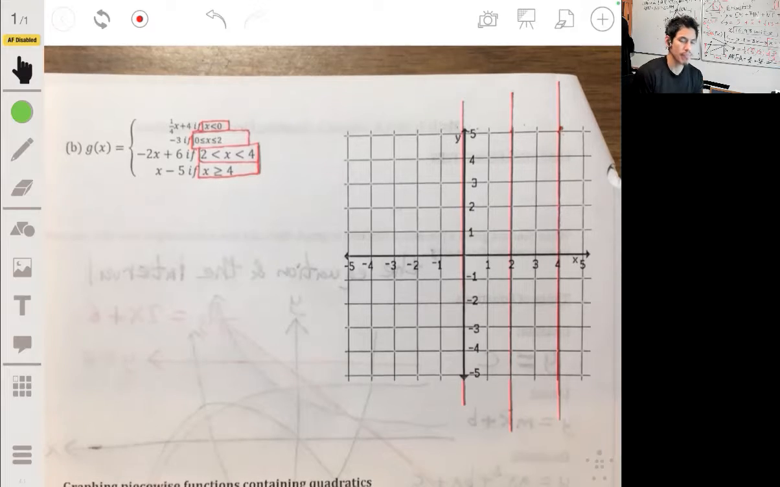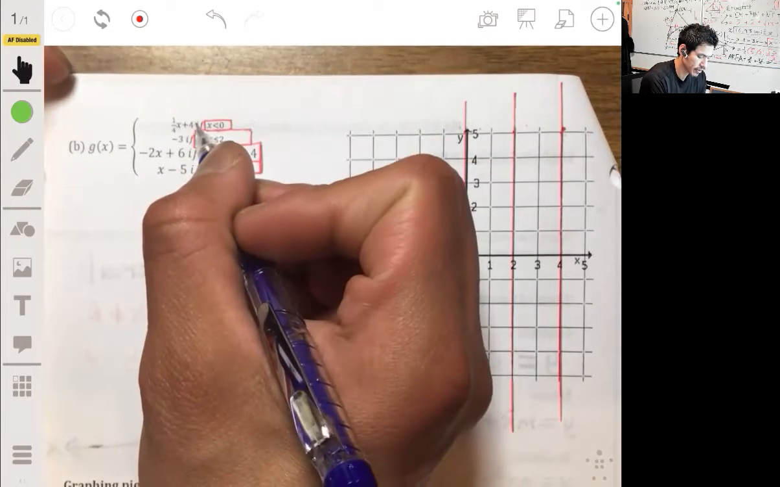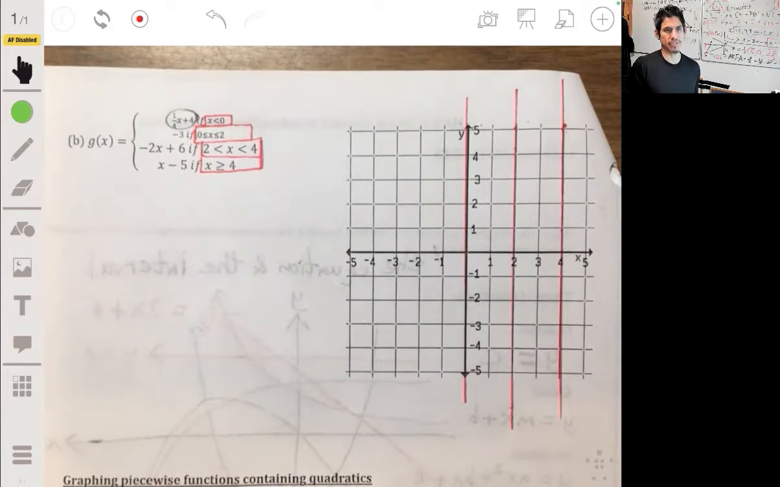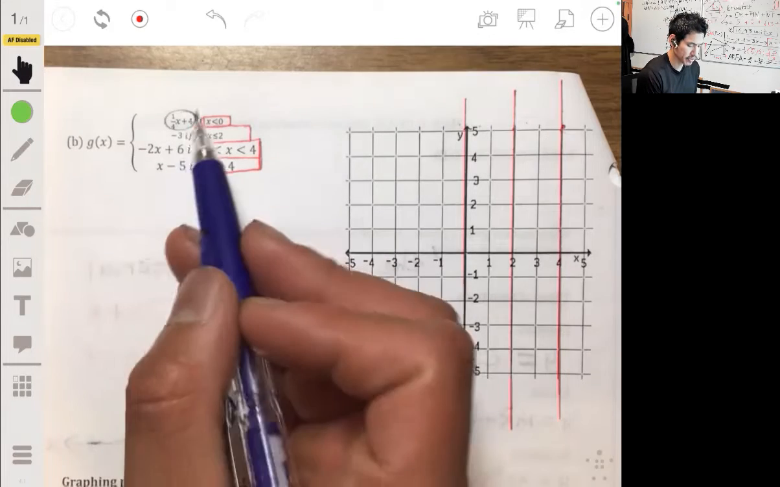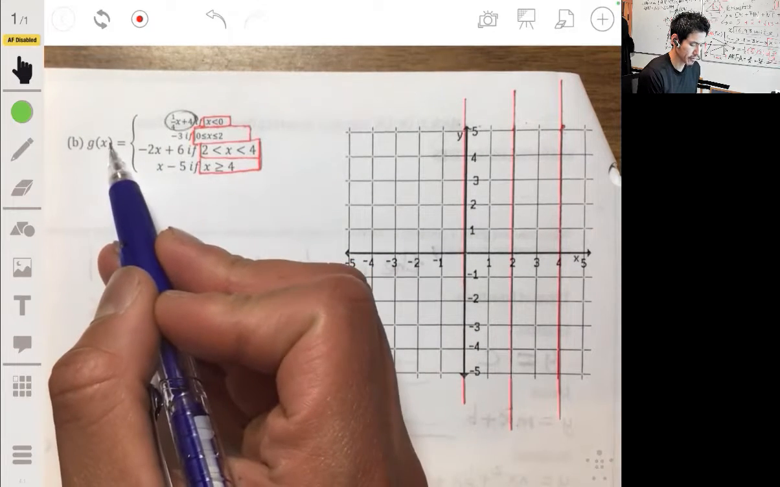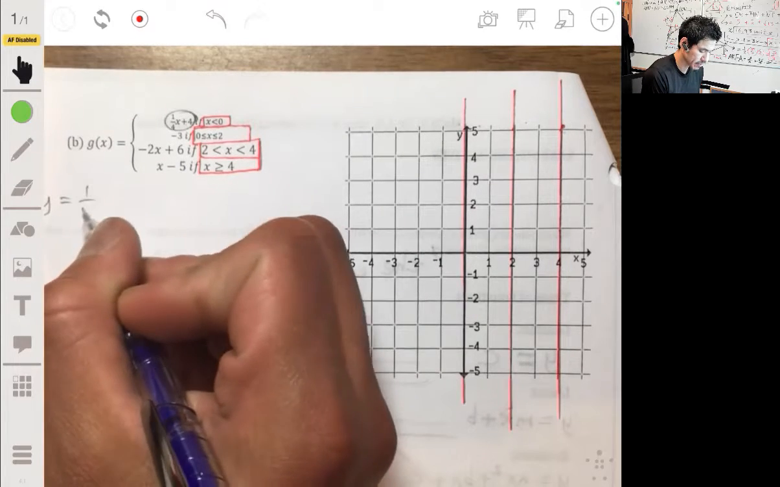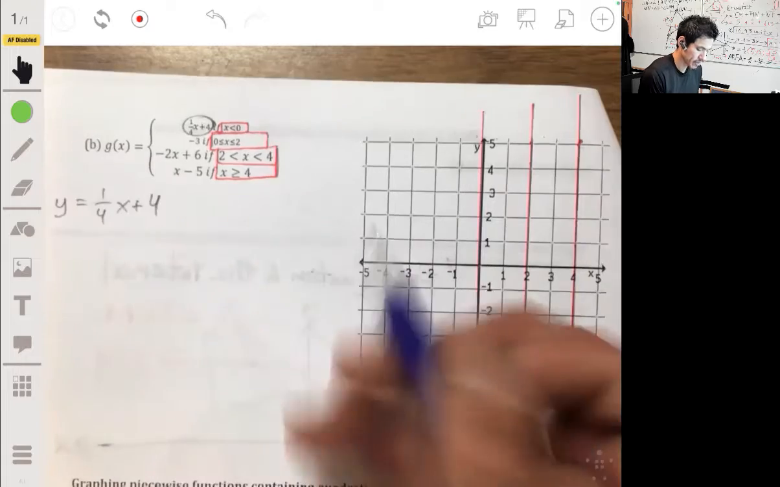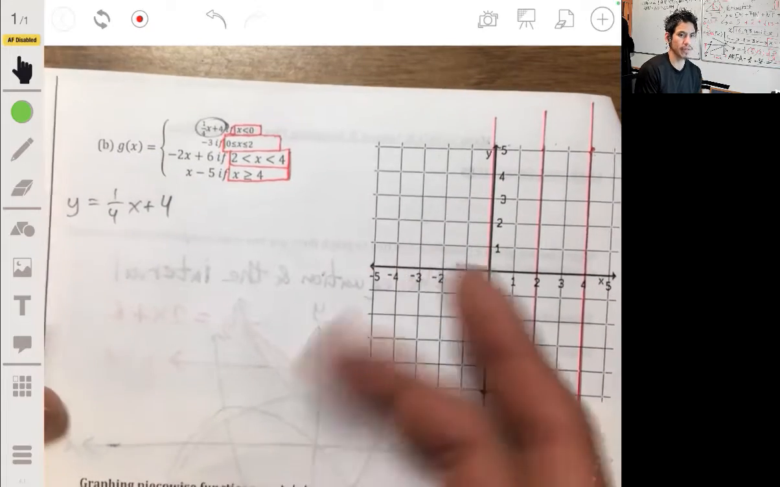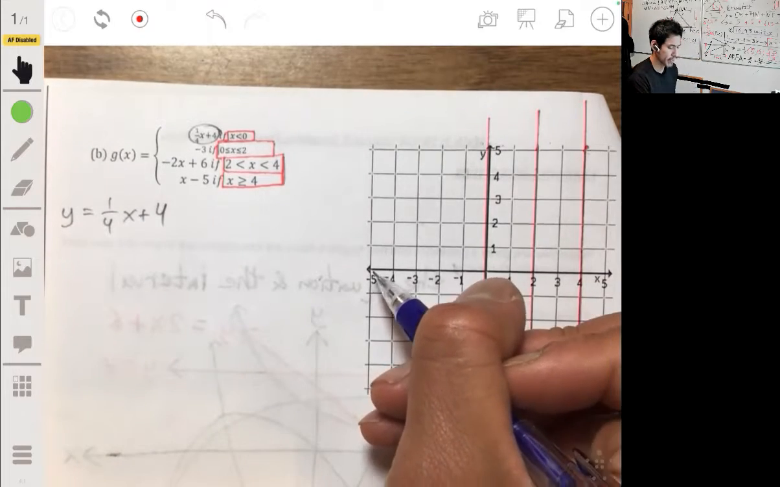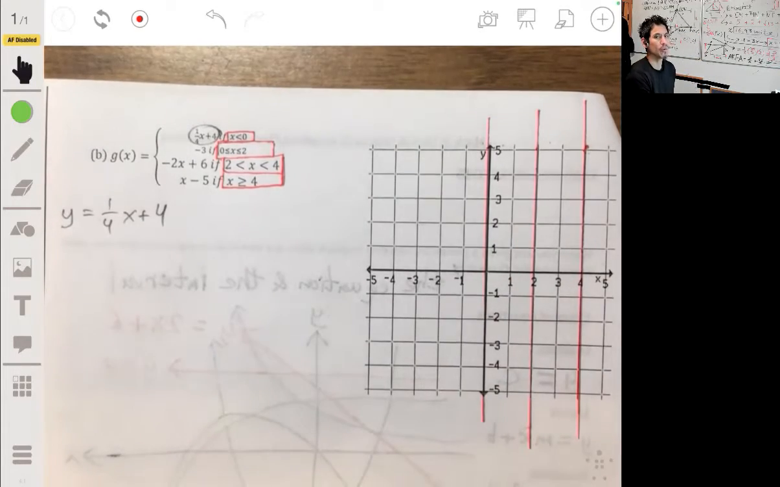And again, you can always plug and chug. You can always plug values in, graph, and you'll get all the points you need. Sometimes it's tedious, but sometimes it's actually efficient or pretty useful. So for example, we have the first equation, g of x equals 1/4 x plus 4, so y equals 1/4 x plus 4, on this first interval, to the left of 0. So let's plug in -5, -4, -3, -2, -1. Whichever one probably works out the easiest.